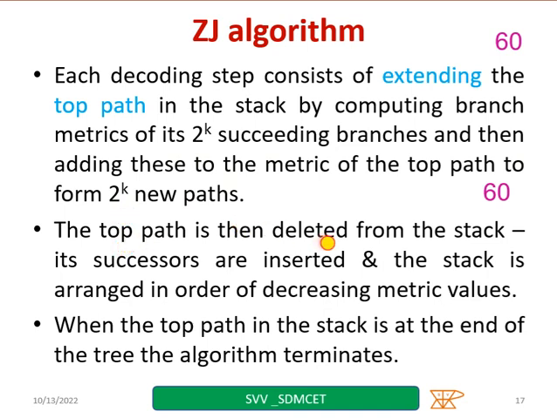The top path is then deleted from the stack, its successors are inserted, and the stack is arranged in order of decreasing metric values. When the top path in the stack is at the end of the tree, the algorithm terminates. You can just pause the video and read it twice. If you understand, well and good; otherwise, don't worry.